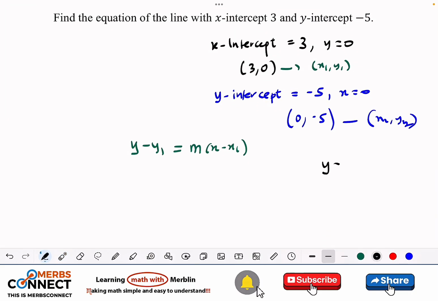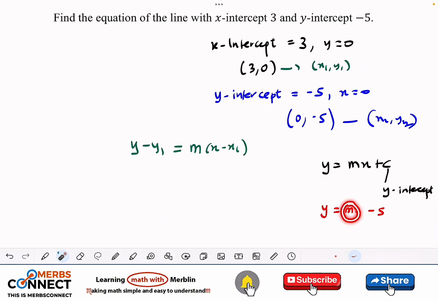Now, since we have the y-intercept here, we can just use the other equation of the line, which is y is equal to mx plus c, where the c is the y-intercept, right? So if I'm using this one, I'm going to have y is equal to mx. The y-intercept is -5, so I'm going to get -5. So with this one, all I need is just the slope. But with this one, I need to do substitution. When I finish, I need to also look for the slope, right? So that is two things that I can do.